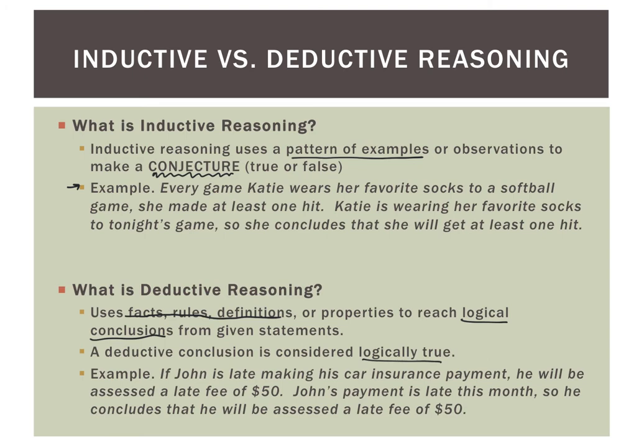And there is another example down here at the bottom. If John is late making his car payments, then he will be assessed a late fee of $50. John's payment is late this month, so he concludes he will be assessed a late fee of $50. So we start with the fact that if he's late, then he gets a late fee. Then when he is late, he gets a late fee. That's just the way the rule works. This is deductive reasoning.